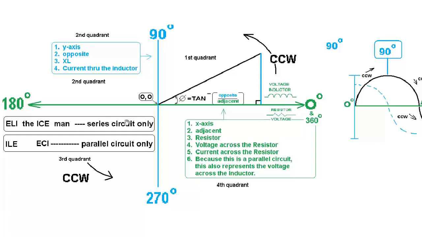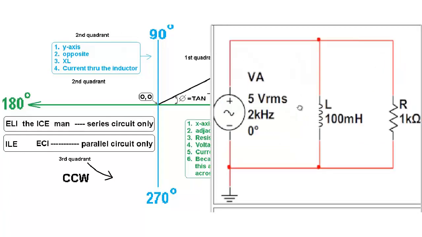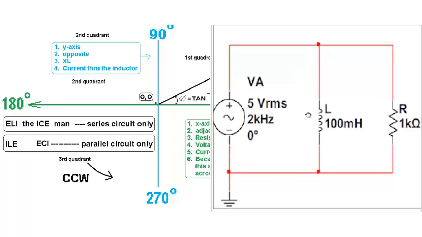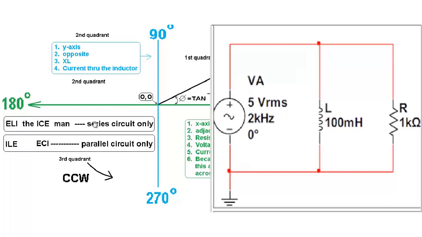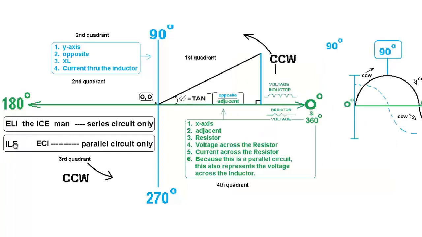However, this only relates to a series circuit, and as you can see, we do not have a series circuit. So we can't really use ELI the ICEman because it represents a series circuit. In order to get the mnemonic right and to represent a parallel circuit, you just reverse the I and the E's. Instead of ELI the ICEman for a series circuit, we have ILE and ECI in a parallel circuit. What this is saying is the current leads the voltage in an inductor, and the voltage leads the current in a capacitor.